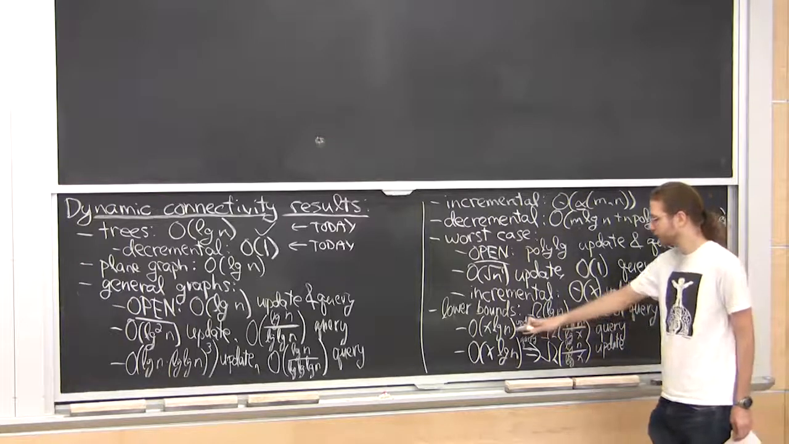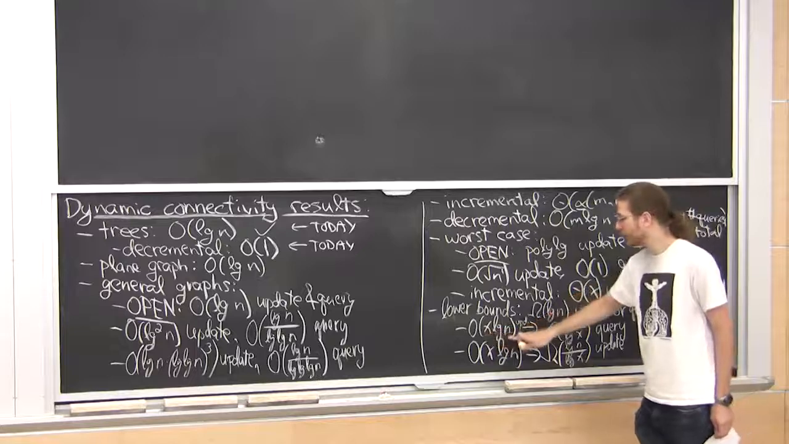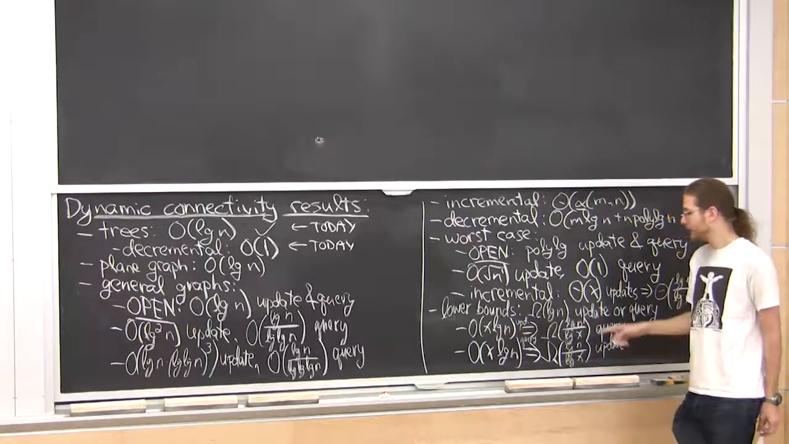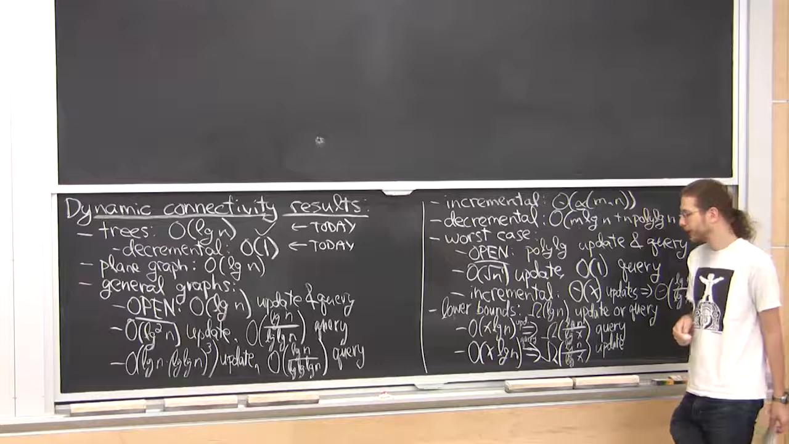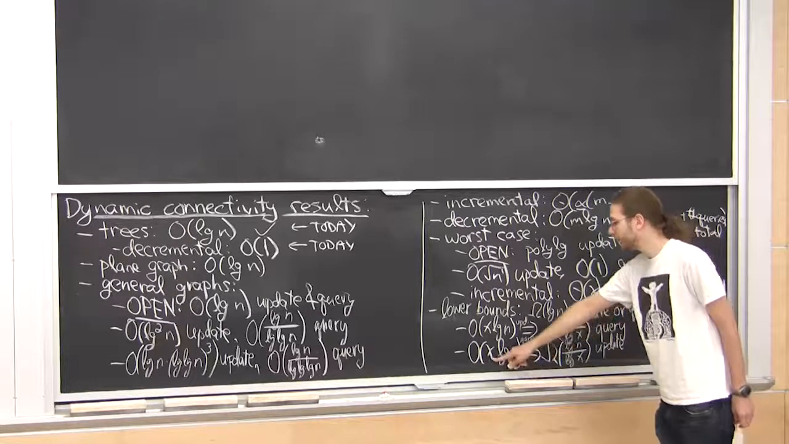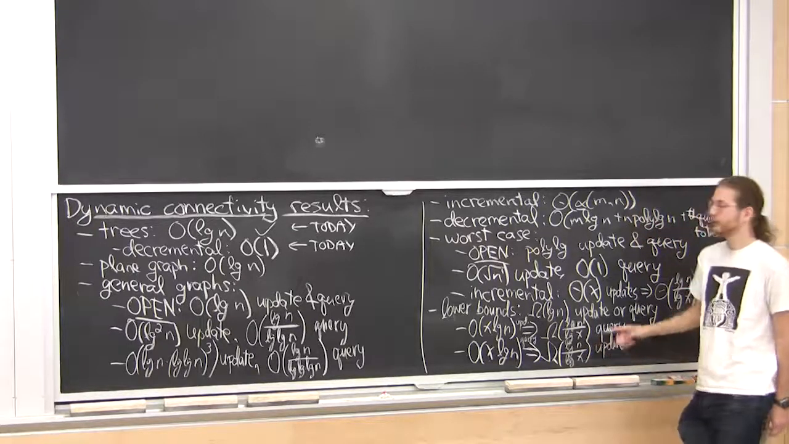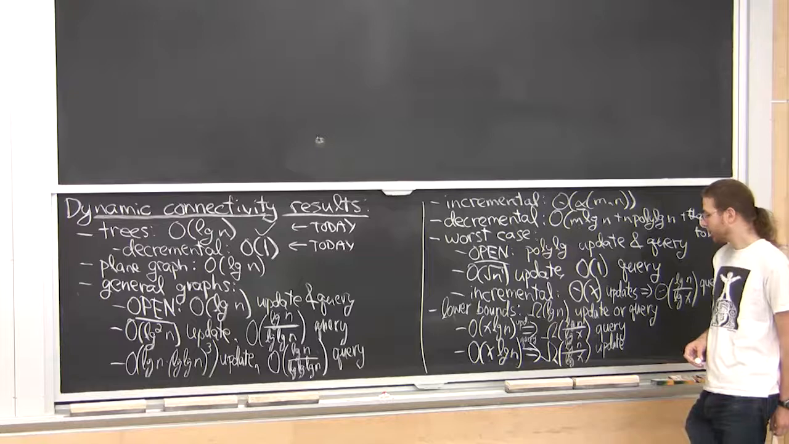It says if you have super logarithmic update, so you have some x bigger than 1 times log n update, then you get log n over log x query. That's a lower bound. If you have super logarithmic query, so let's say it's x times larger than log n, then you need at least log n over log x update time.